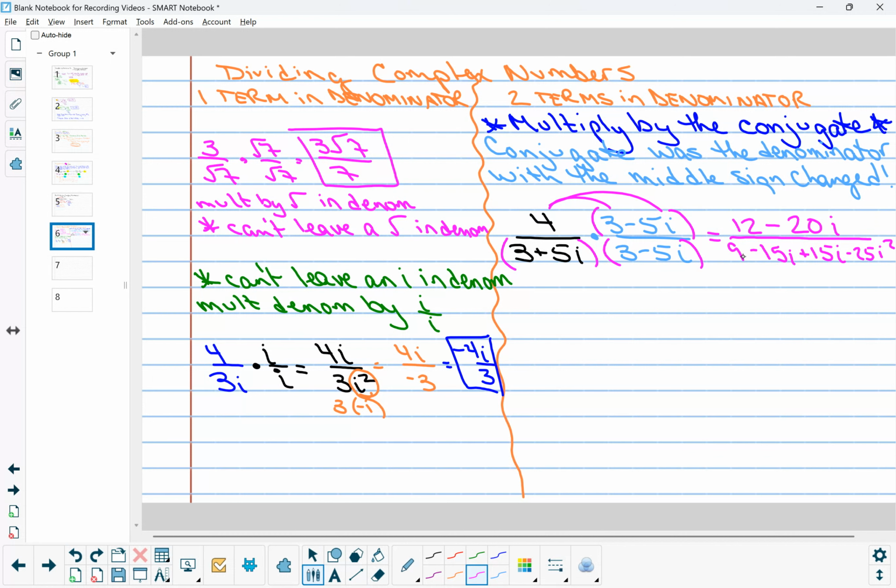Okay, well, these two middle terms are going to cancel each other out, right? That should happen just like it did before. And then here I've got the i squared turning this sign to the opposite. So I've got 9 plus 25 down here, which is what, 34. Okay, so now I've got 12 minus 20i over 34. And if you can simplify, you need to.